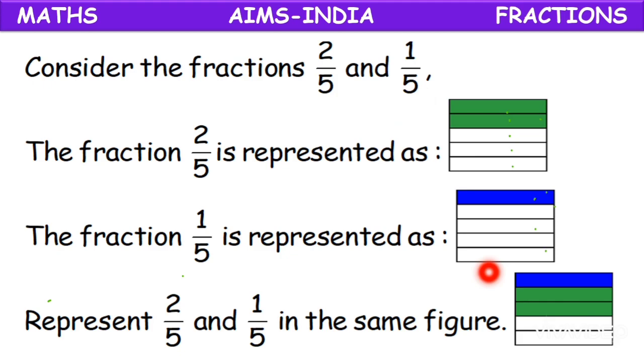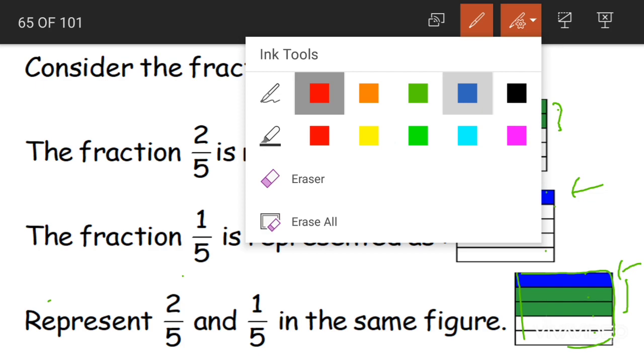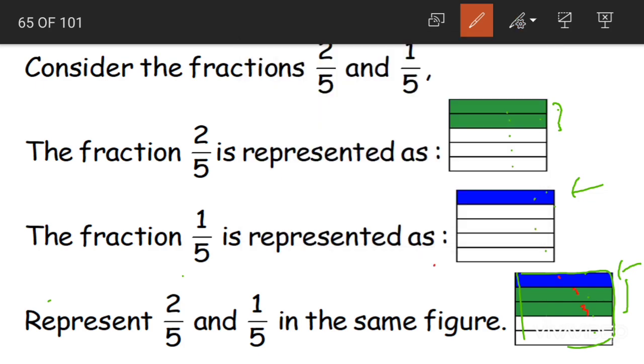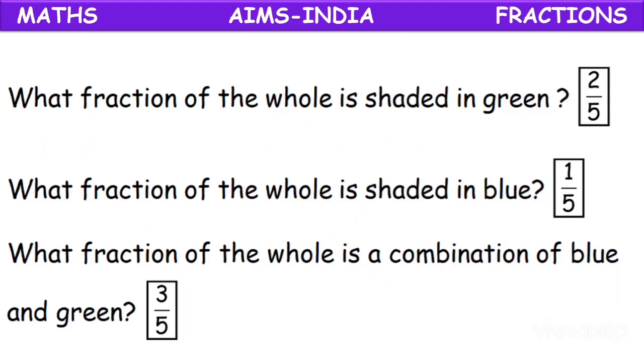Now how do we represent them in the same figure? This is a single figure which is divided into 5 parts. First we had 2 parts shaded, and then we had 1 shaded part. So we are adding that as well here. Now what does this figure represent, children? 1, 2, 3. 3 shaded parts divided by 5, that is the total number of parts. So what can we understand from this? 2 by 5 plus 1 by 5 is equal to 3 by 5.